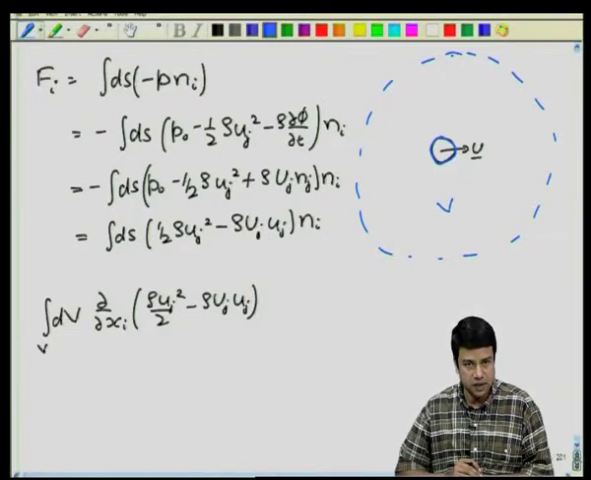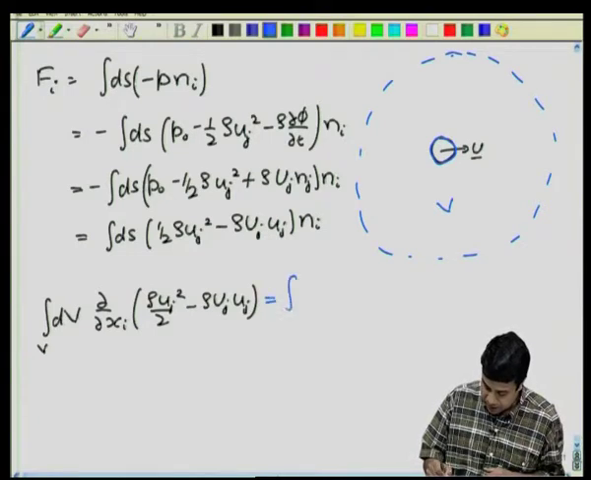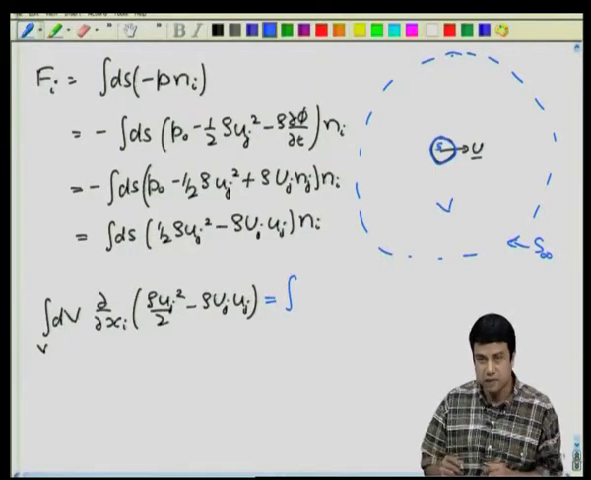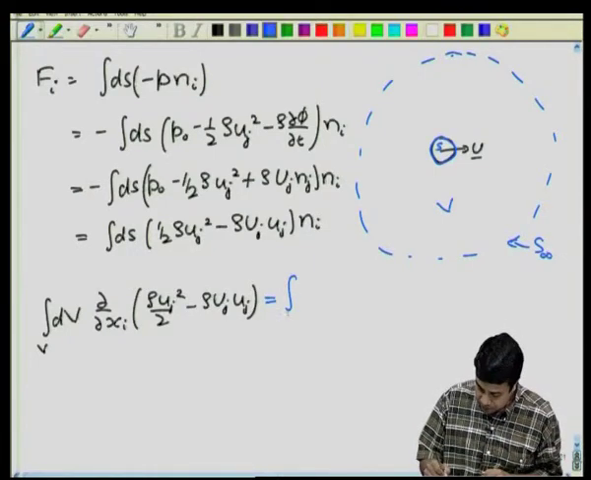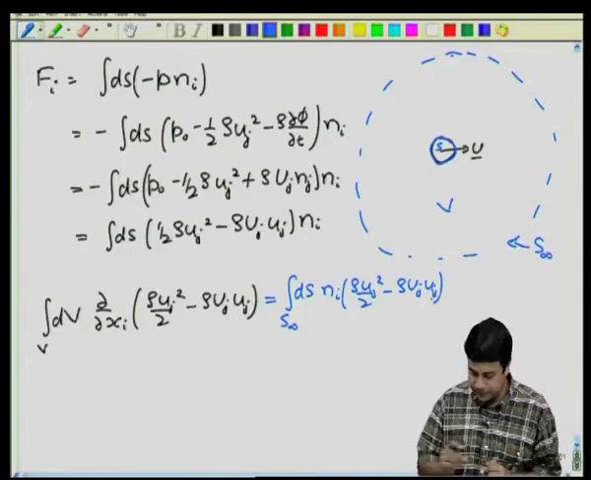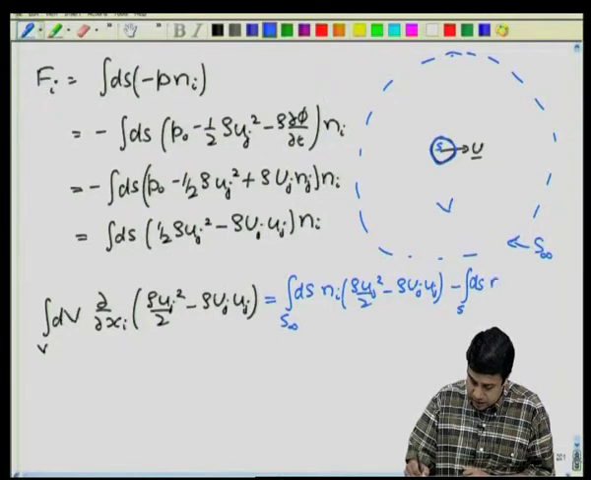This is the divergence of something integrated over the volume. That is equal to integral over the bounding surfaces of n dot this thing. So, this is equal to integral over the surface. There is one surface at infinity, as we saw. There is another surface on the surface of the sphere. So, there is an integral over the surface at infinity dS of n_i into rho u_j squared by 2 minus rho capital U_j small u_j, minus the integral over the surface S dS n_i.